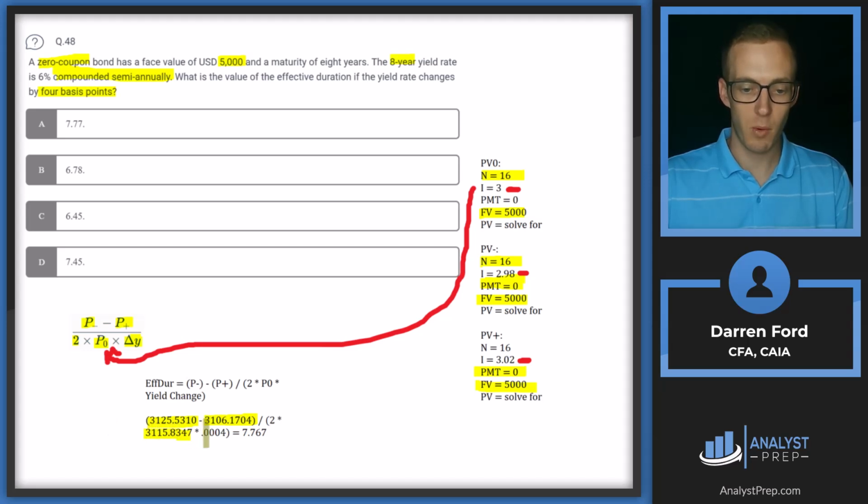And then we're going to multiply that by 0.0004 for our 4 basis point change. And that gives us 7.767 when we multiply that out. And when we round that up, we would get answer A.